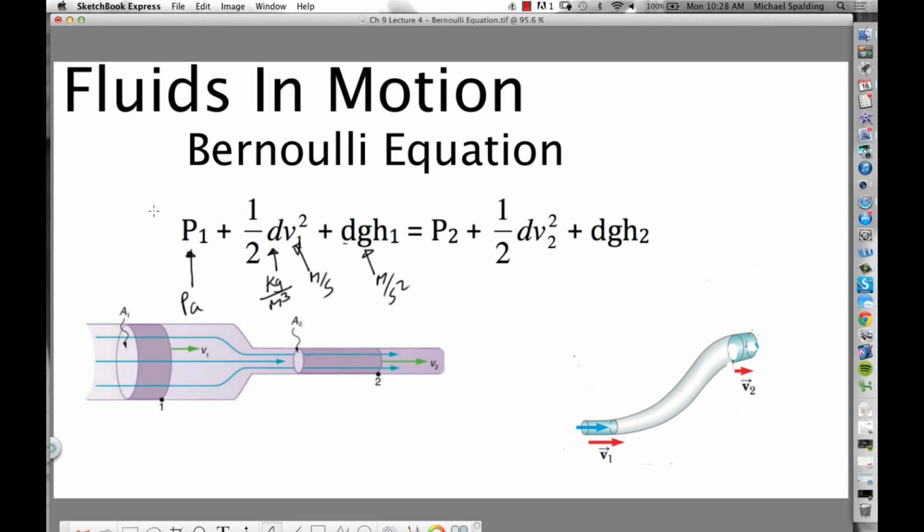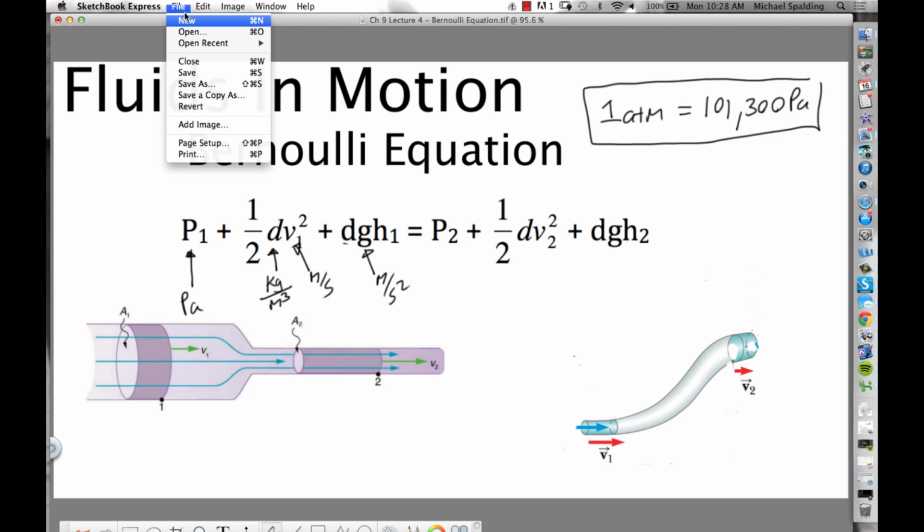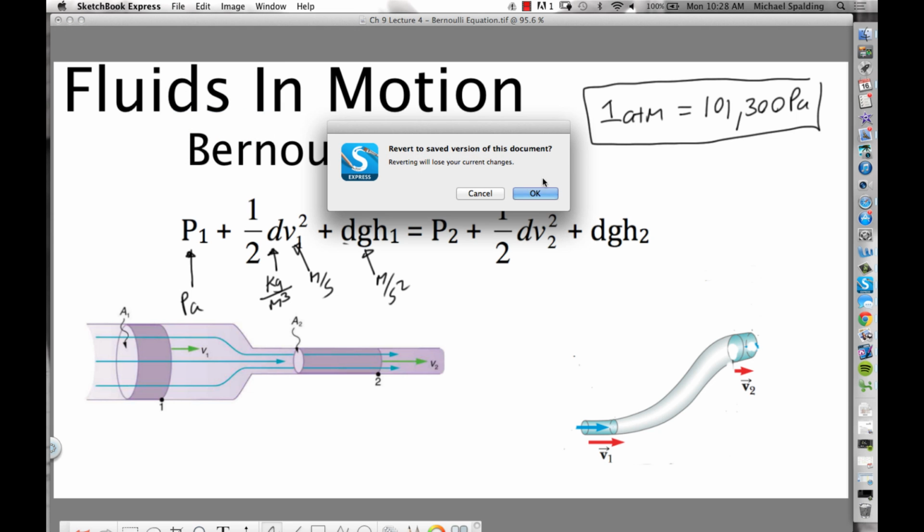The most common conversion, the one that you should have memorized: if they give you pressure in atmospheres, you should know that 1 atmosphere, which is the pressure you're feeling just sitting in this room right now, the pressure of the atmosphere, 1 ATM, is equivalent to 101,300 pascals. That's a very common conversion.